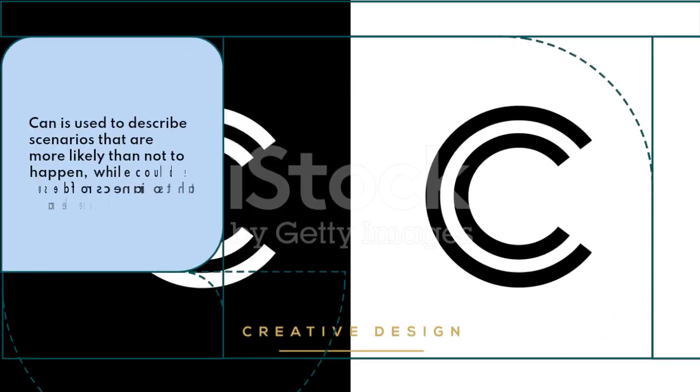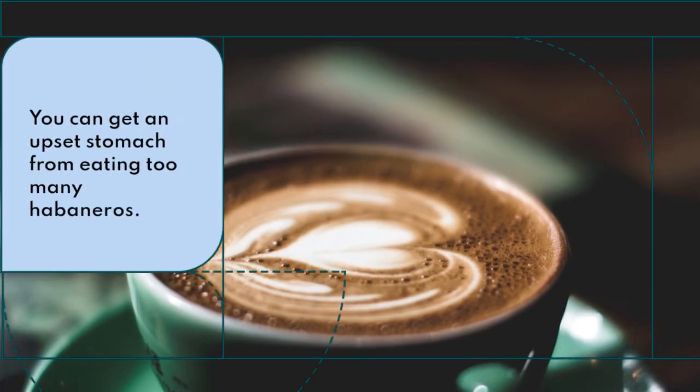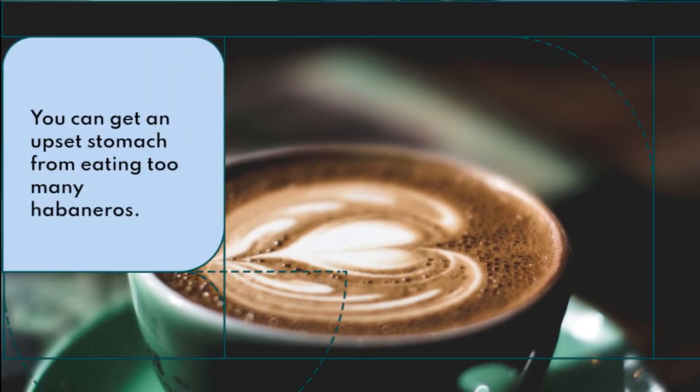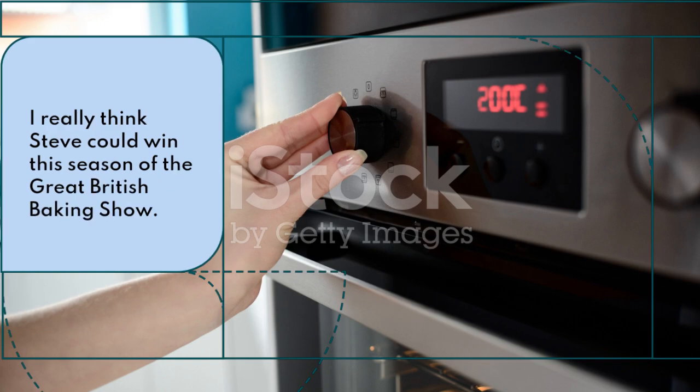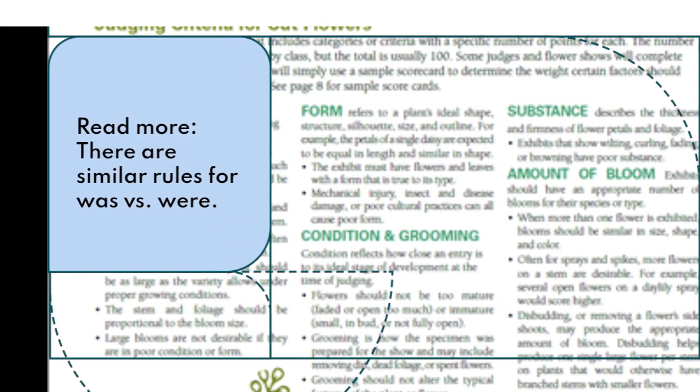Can is used to describe scenarios that are more likely than not to happen, while could is used for scenarios that are less probable. You can get an upset stomach from eating too many habaneros. I really think Steve could win this season of the Great British Baking Show. Read more. There are similar rules for was versus were.